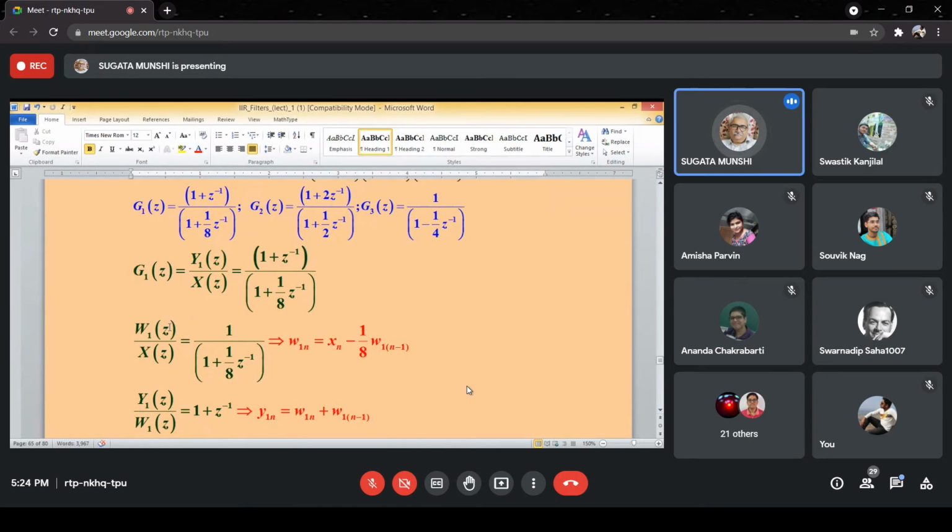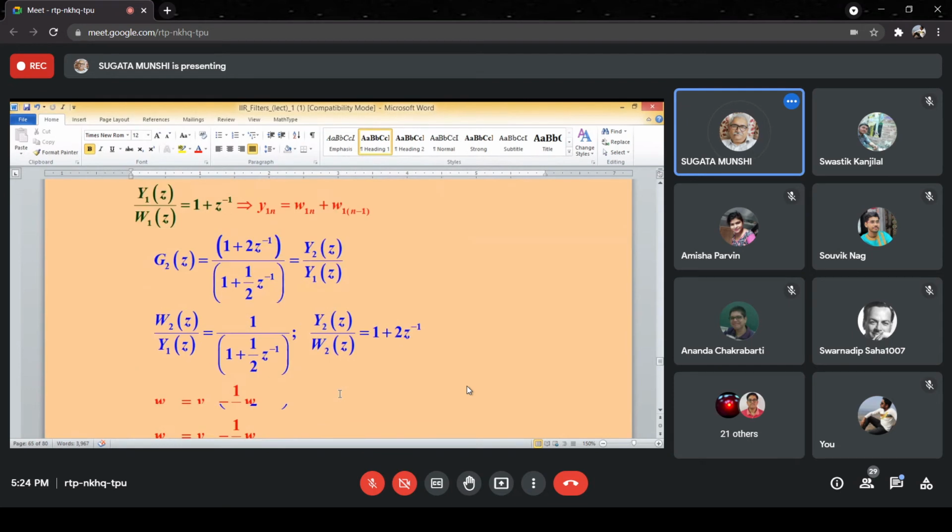So let me represent 1 by 1 plus 1 by 8 z to the power minus 1 by w1z by xz. So w1n is this one. Similarly here, y1z by w1z is 1 plus z to the power minus 1. So y1n is given by that expression.